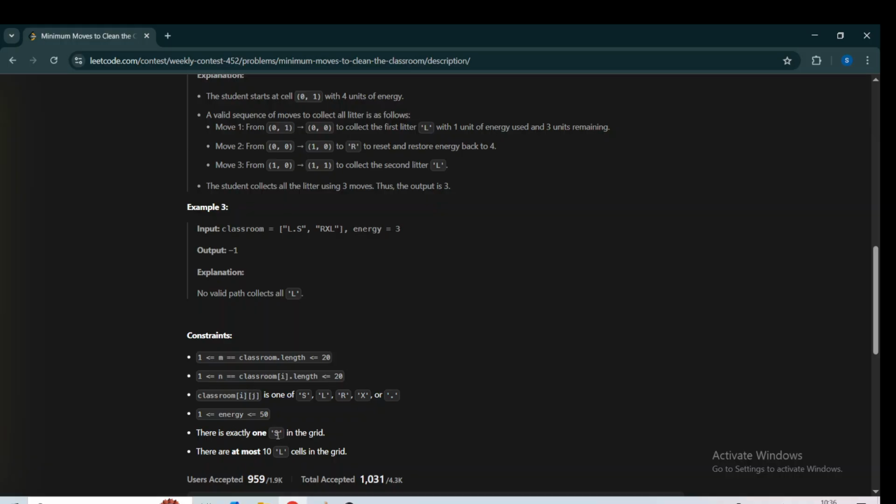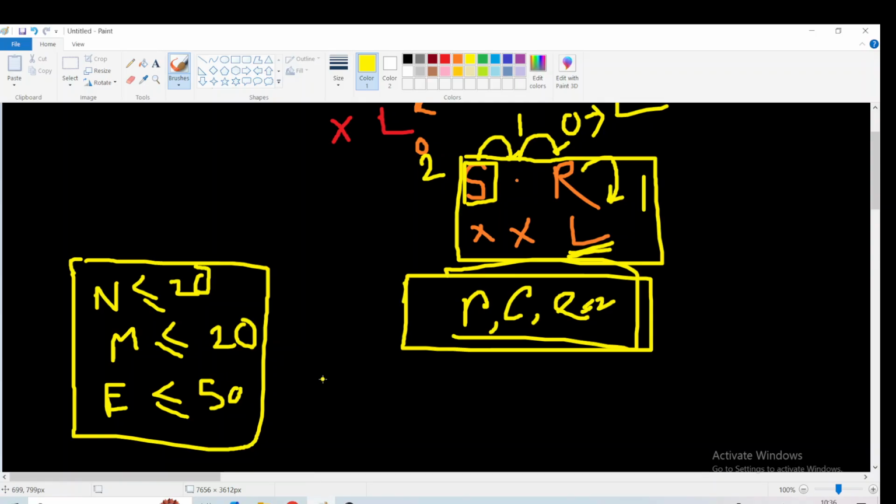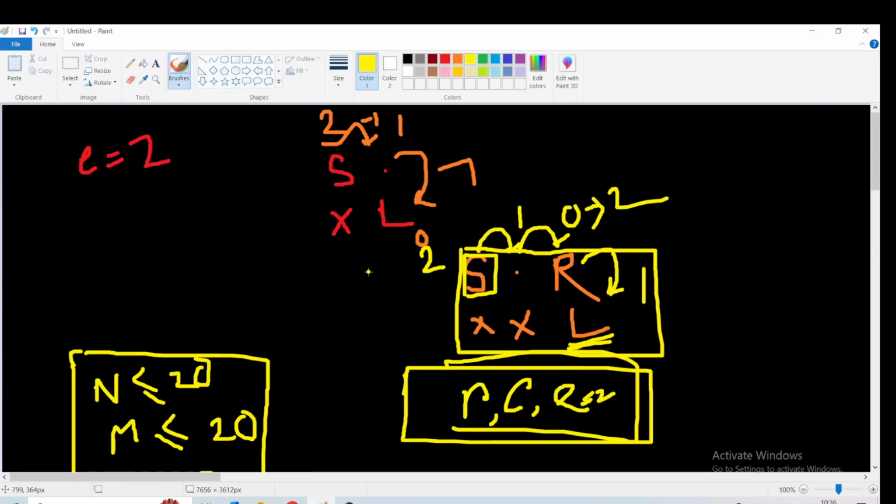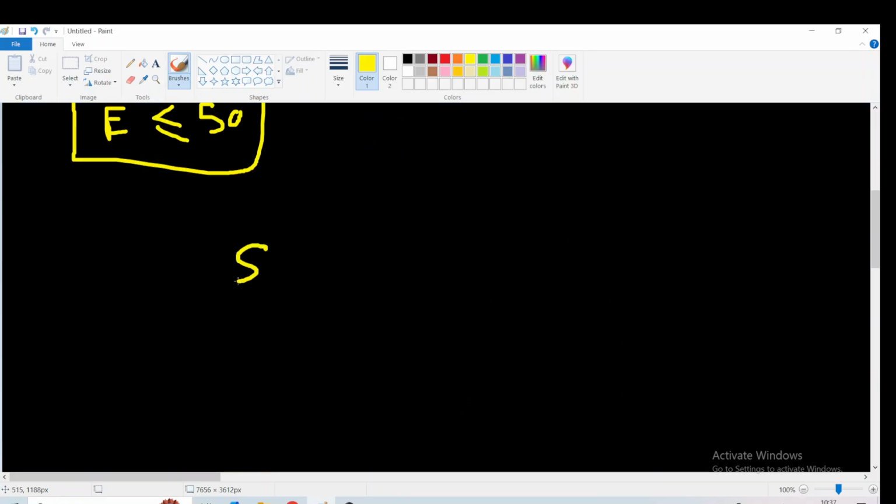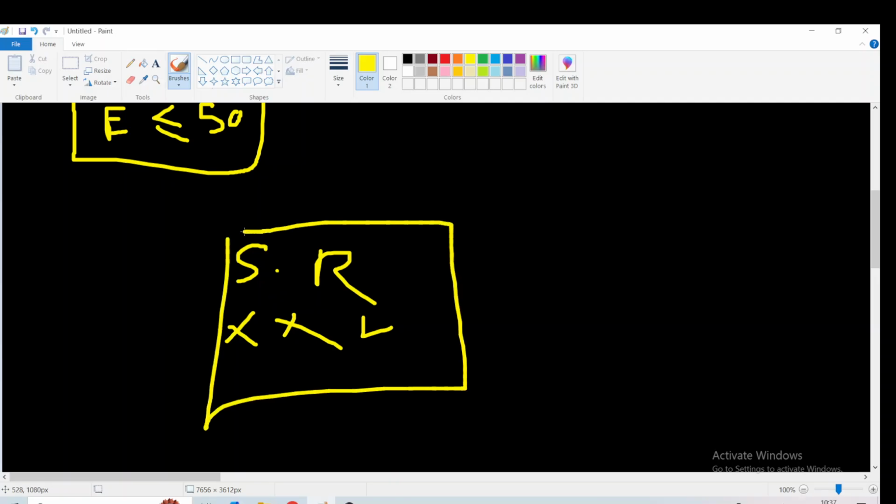This is not an observation. The last observation here is that there could be at max 10 L cells in the grid. So what I was saying is that there could be many possibilities for a state in the grid. Okay, so this is the initial state. Let me write: initial state is S, dot, R, X, X and L. So this is one possible state.